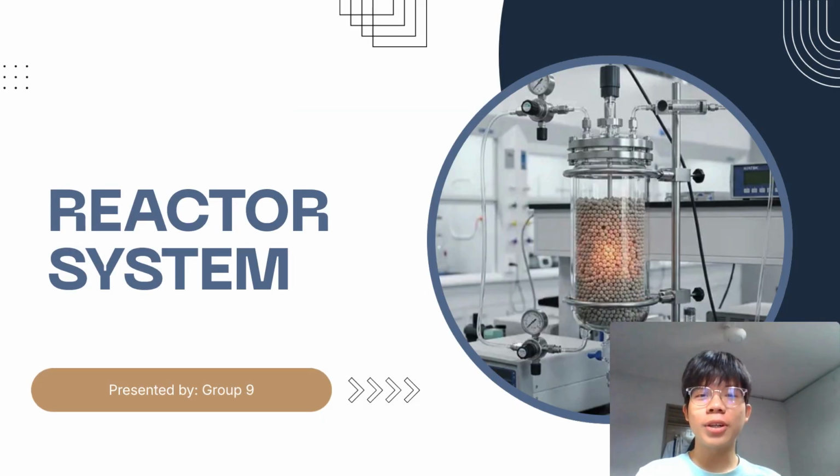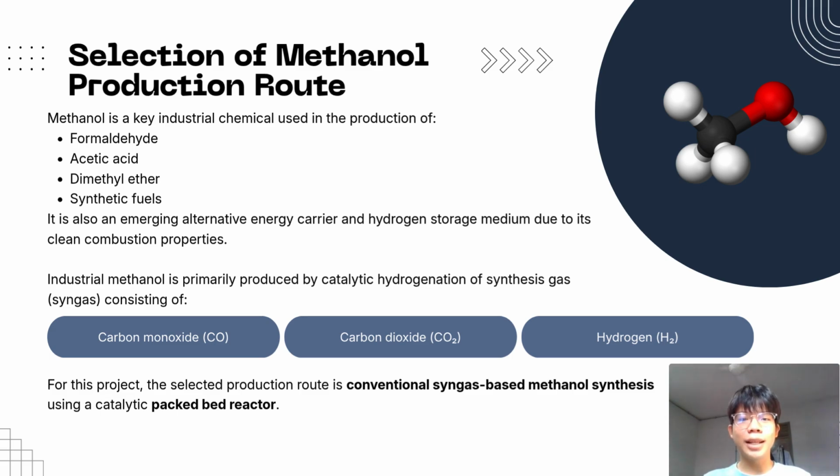Now, we are going to talk about our proposed reactor system. This slide presents the selected methanol production route for this project. Methanol is an important industrial chemical widely used in the production of formaldehyde, acetic acid, dimethyl ether, and synthetic fuels. It is also gaining attention as an alternative energy carrier and hydrogen storage medium due to its clean combustion properties.